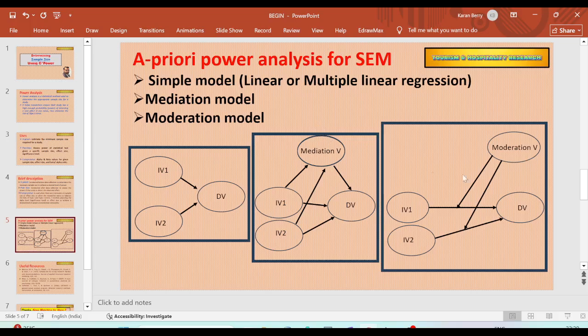The third model which you see over here has two independent variables, IV1 and IV2, and one dependent variable, but there is a moderator variable. So in this case, how many arrows are pointing towards a single construct? You might see it at first glance and say 2, but it is not, because when we have a moderation variable, we count the interaction effect as well.